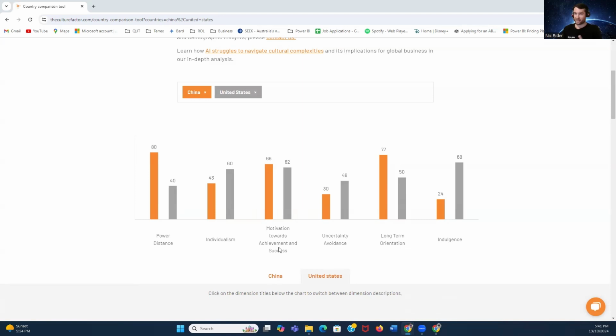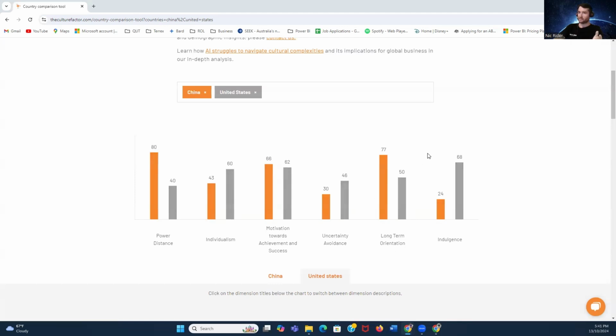Motivation towards achievement and success. This would probably be a reason why both countries are so strong economically, because they're both quite motivated towards success. Uncertainty avoidance: there's more uncertainty there with China. See how that potentially works. Or actually, more uncertainty there with the US. Interesting. Long-term orientation: we've got 77 versus 50.